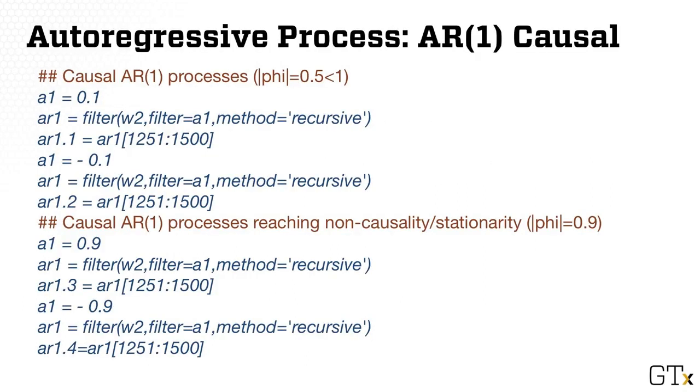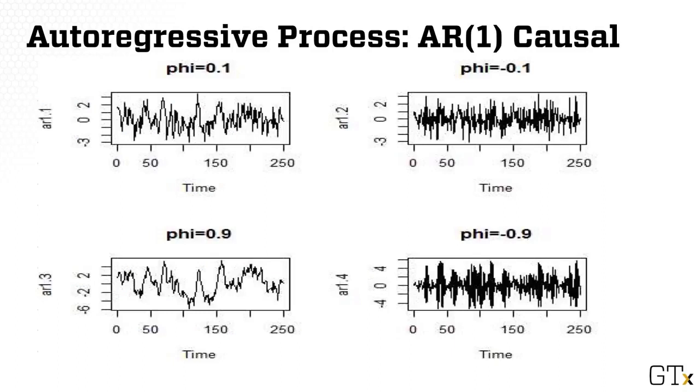Here, I simulated AR(1) processes with phi equal to 0.1, minus 0.1, 0.9, and minus 0.9. The simulation is similar to the one provided in the previous lesson. We first simulate the white noise, then we apply the filter command with method equal recursive. The time series plots are here. Upper plots are for small phi equal to 0.1 or minus 0.1, and lower plots are for phi close to 1, 0.9 or minus 0.9.